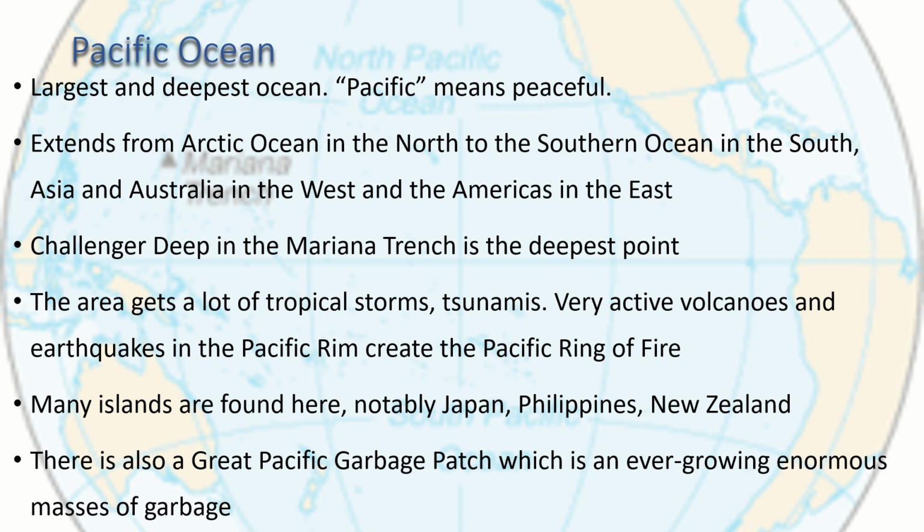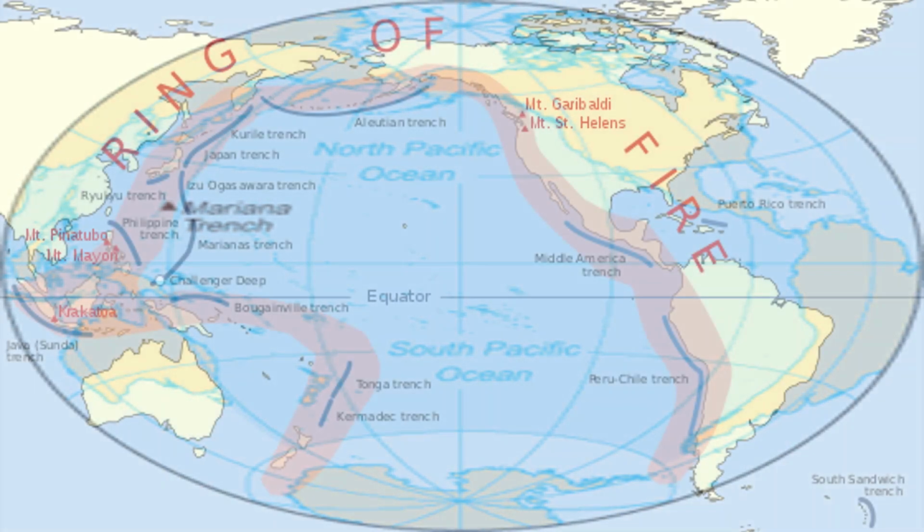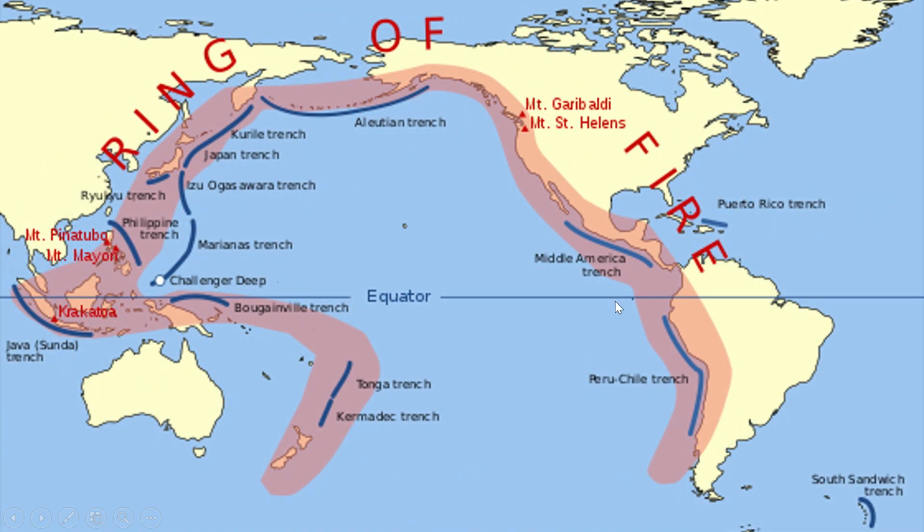This Pacific Ocean has got a deepest point called the Challenger Deep. It is located in the Mariana Trench. It reaches a depth of 10,928 meters. This area has got a lot of tropical storms and tsunamis. It has got very active volcanoes and earthquakes in the Pacific Rim, which leads to the creation of the Pacific Ring of Fire. Here you can see the Pacific Ring of Fire.